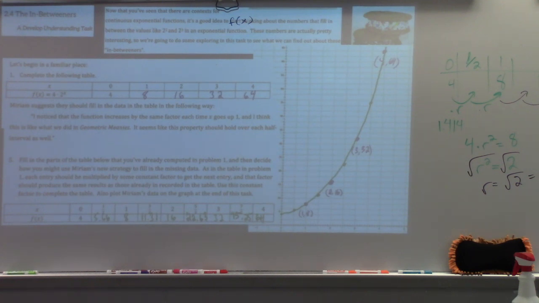Say again. 4 times 2 to the 1/2. Get the decimal version of it. And this should be a note that you're making under number 5, because this is an important detail that you need to hold on to.